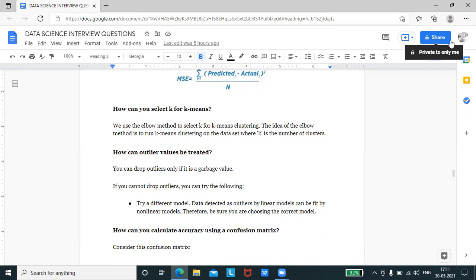They may be due to variability in the measurement or may indicate experimental errors. So if possible, outliers should be excluded from the data set. However, detecting anomalous instances might be very difficult and it's not always possible. So there are some methods we can apply in practice to treat the outliers.